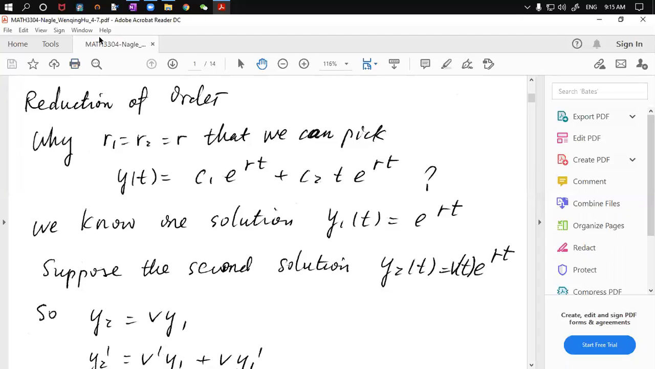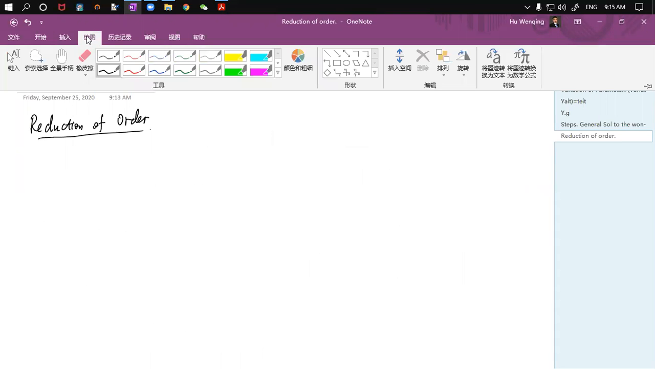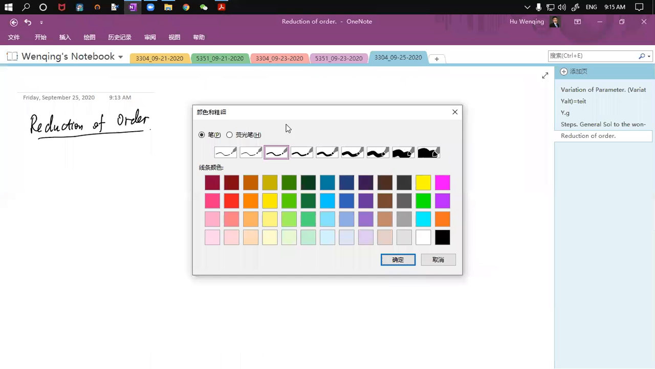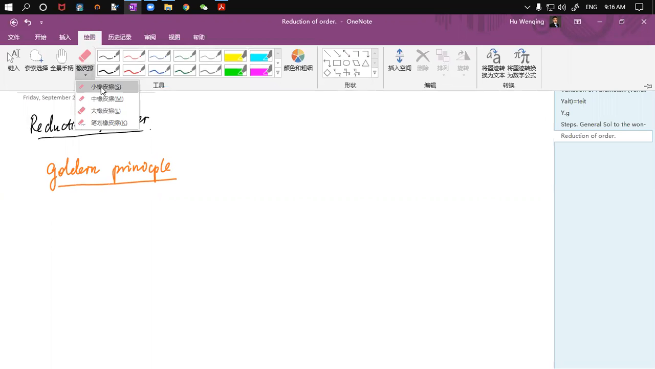So let me write it somewhere. We've been talking about this golden principle. So maybe I'll use this pen. The golden principle is such a principle.